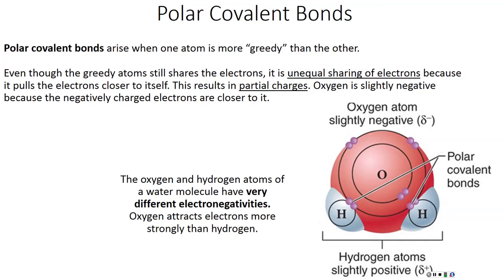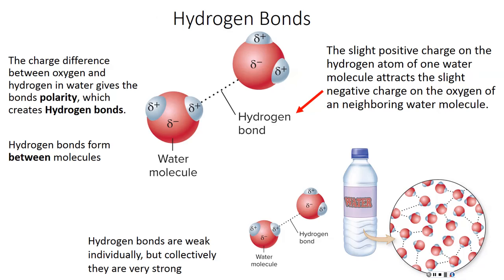So one more time, covalent means that these atoms are sharing a pair of electrons. Polar versus nonpolar just tells you, are those atoms sharing those electrons equally or not? Equal sharing of electrons is nonpolar, and there's no partial charges. Whereas if there's a greedy atom involved, there's unequal sharing of electrons, and there are partial charges.